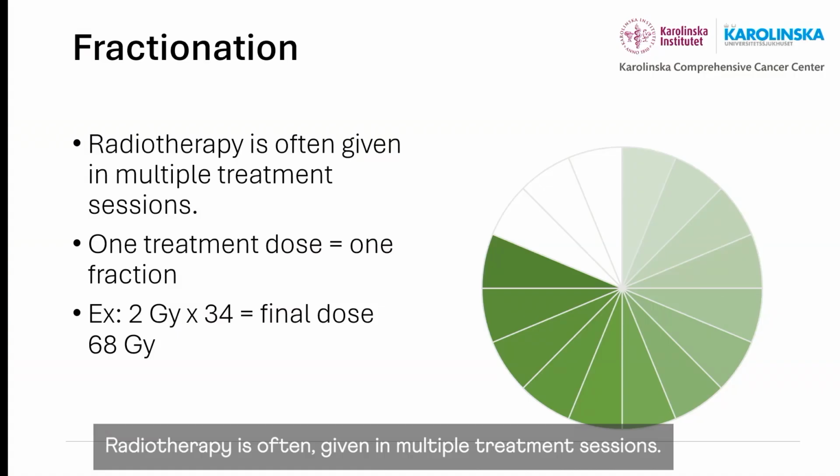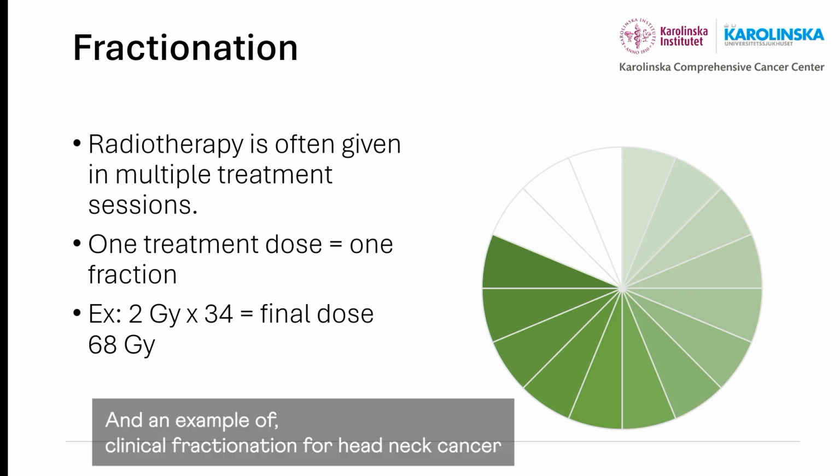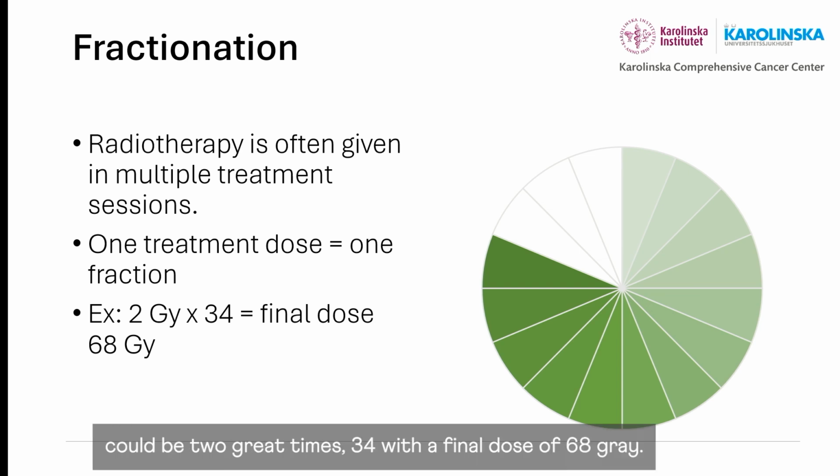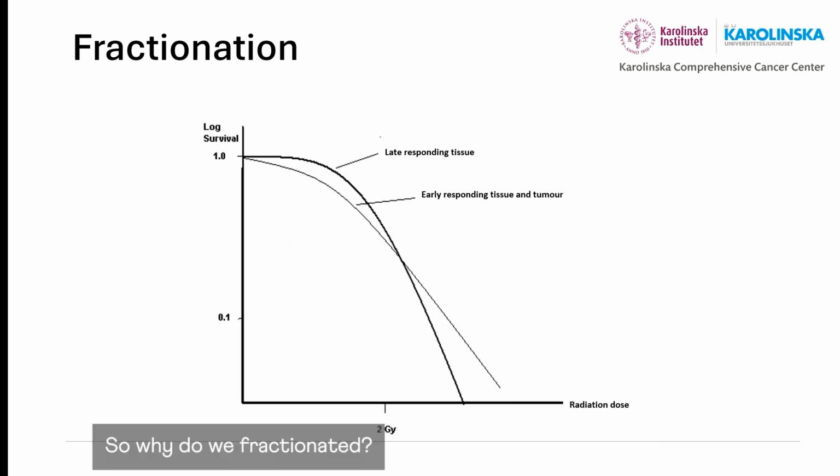Radiotherapy is often given in multiple treatment sessions, and one of these treatment doses is called 1 fraction. An example of clinical fractionation for a head and neck cancer could be 2 gray times 34 with a final dose of 68 gray. So why do we fractionate? Why don't we just give it all at once? I'll try to explain that.